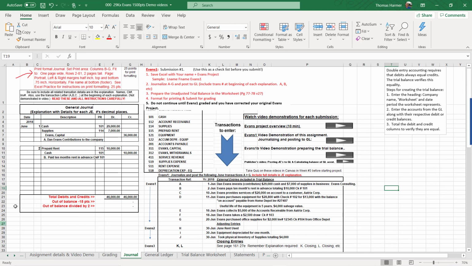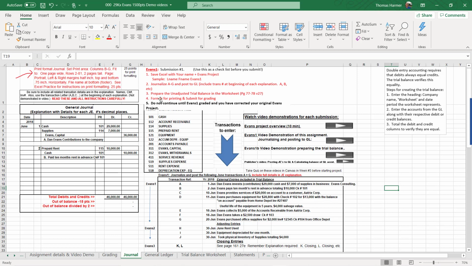So there you go. You need to go back to your version of Evans 1 and enter all transactions A through G. You journalize those, post those to the general ledger, and prepare the unadjusted trial balance, and that's what I'll be scoring you on in Evans 1.